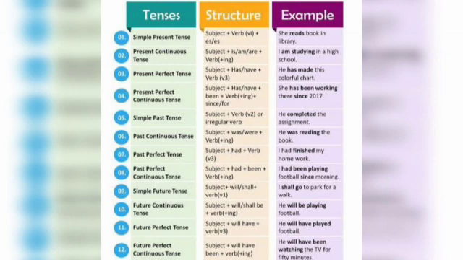The eleventh type of tense is future perfect tense. This is used when we want to express an action which will be finished before a certain time in the future. Its structure includes subject plus will have plus verb third form plus object. For example, he will have played football.